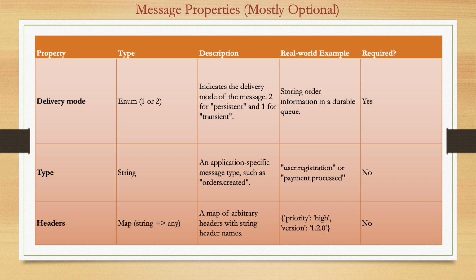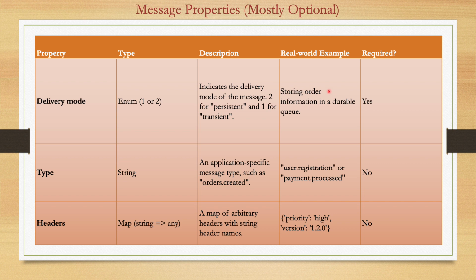Delivery mode. This property indicates the delivery mode of the message. It is an enum with values 1 or 2. The value 2 represents persistent mode, meaning the message will be stored in a durable queue and survive broker restarts. The value 1 represents transient mode, where the message will be stored in memory and may be lost in case of a broker restart. A real-world example of using the delivery mode property is storing order information in a durable queue to ensure that orders are not lost even if the broker goes down.